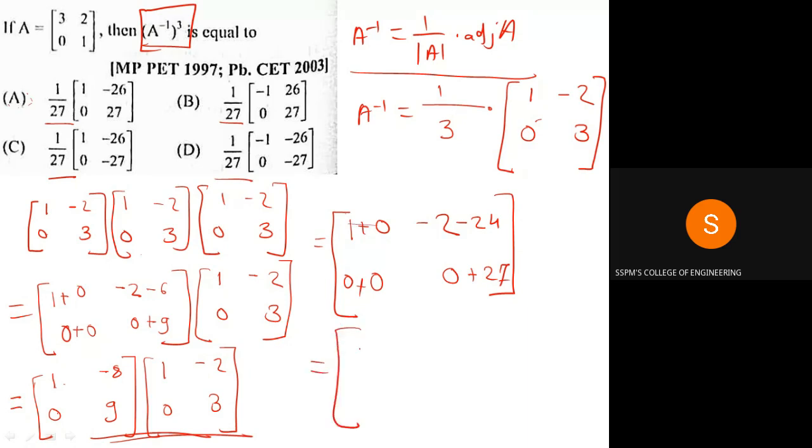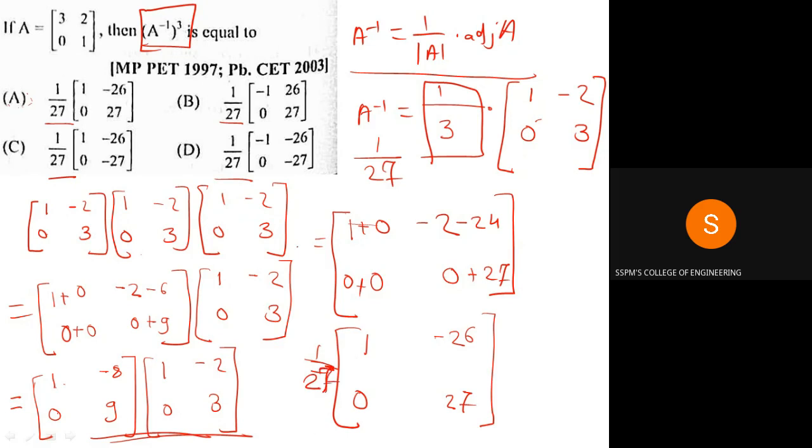Now we will calculate this again. 1 plus 0 is equal to 1, minus 2 minus 24 it is minus 26. Okay. 0 plus 0 it is 0, and 0 plus 27 it is 27. And we already have the cube of this part, 1 upon 3 cube of this is 1 upon 27. So that will be the multiplier, 1 upon 27, and this matrix.